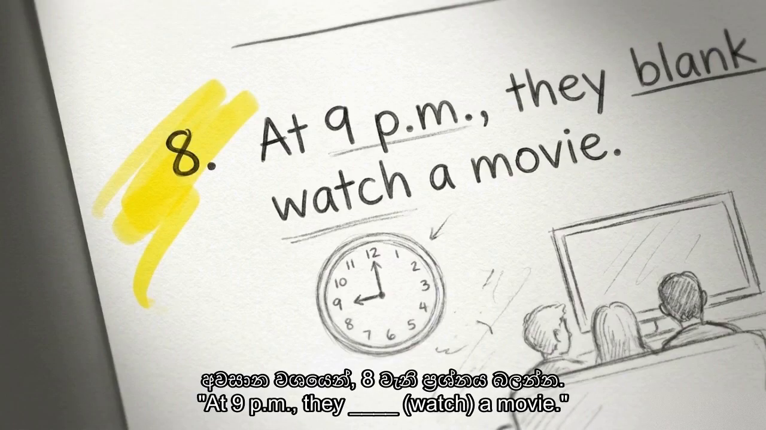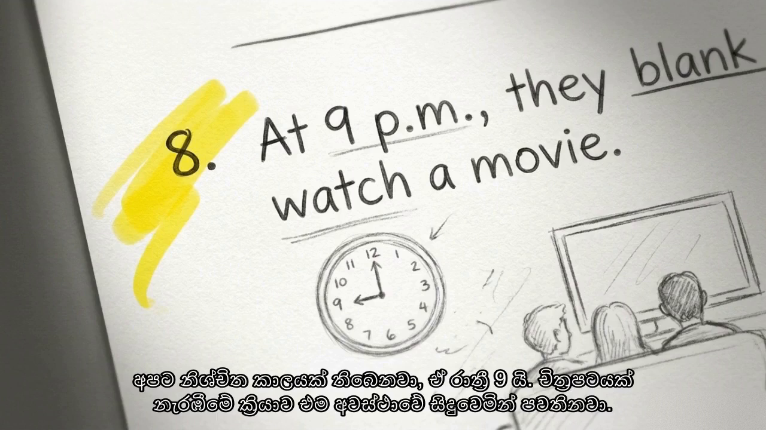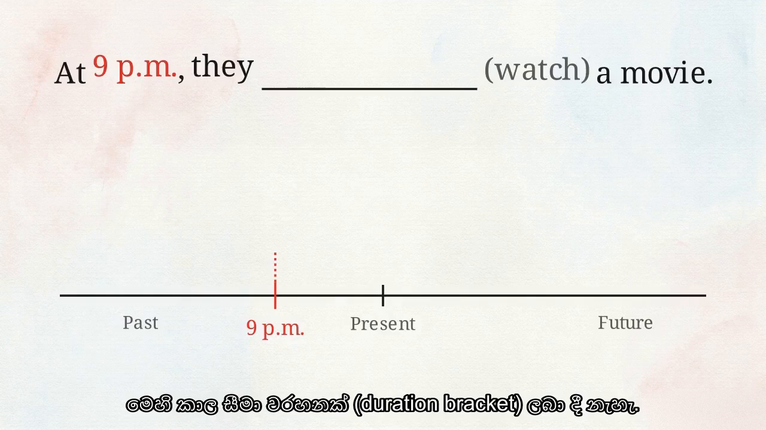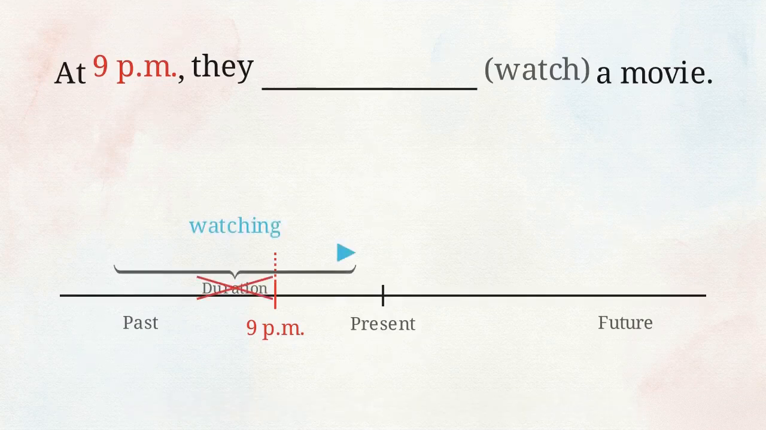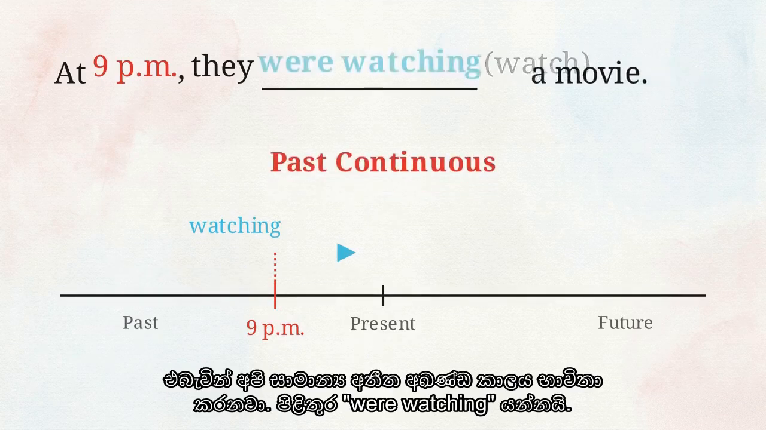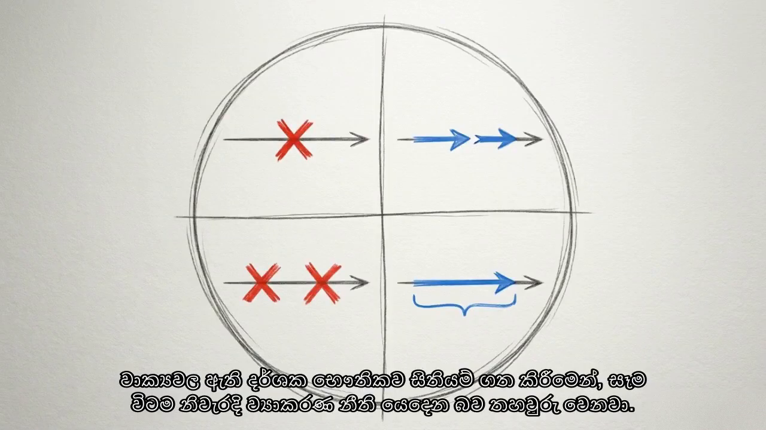Finally, look at question 8. At 9 p.m., they blank watch a movie. We have a specific point in time, 9 p.m. The action of watching a movie is ongoing through that specific time. There is no duration bracket given. Therefore, we use the standard past continuous. The answer is were watching. Physically matching the indicators found in the sentences guarantees the correct structural rules are applied every time.